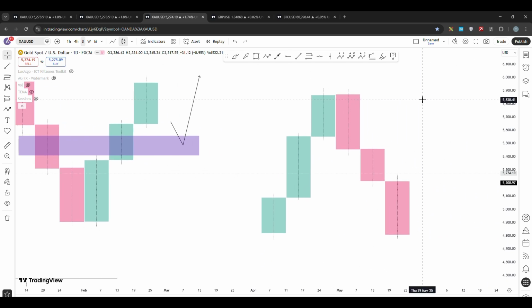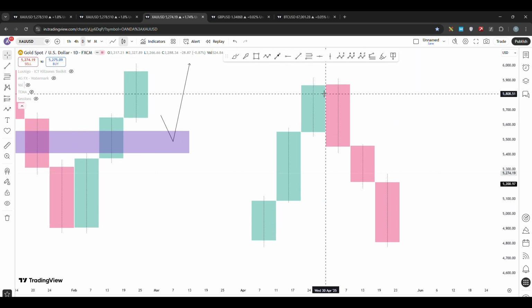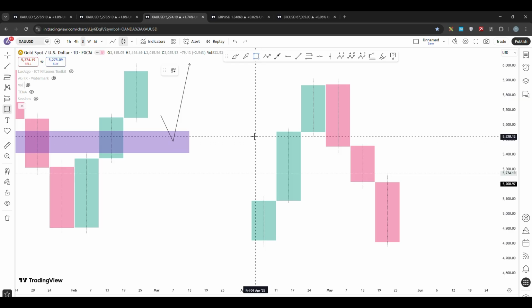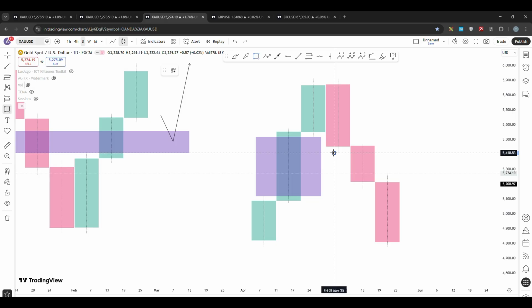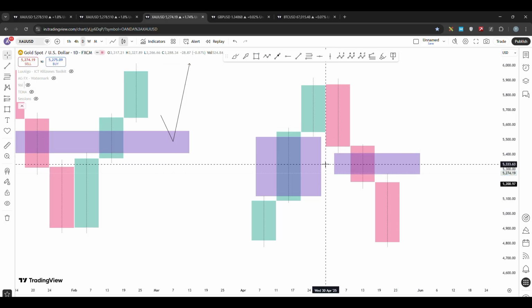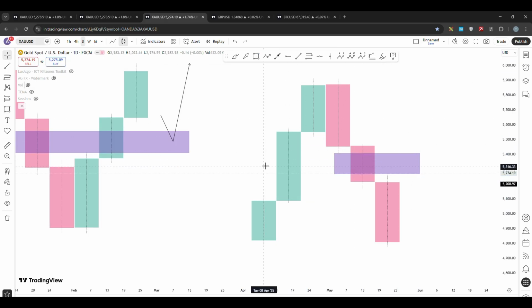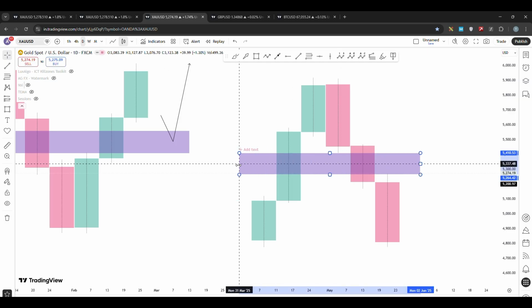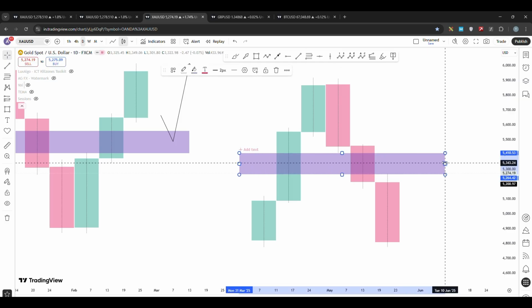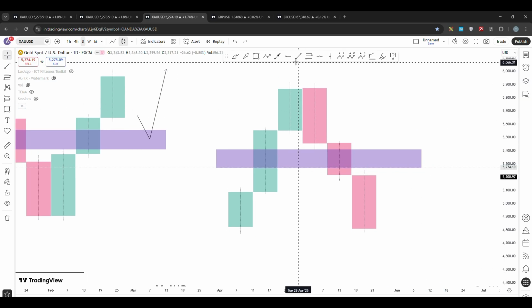Similarly, we can look for a bearish BPR. We can see we have got this bullish fair value gap over here. And just in front of that, we have got a bearish fair value gap over here. So once again, we are just going to mark the common zone which overlaps with the two fair value gaps, and this is going to become our bearish BPR.